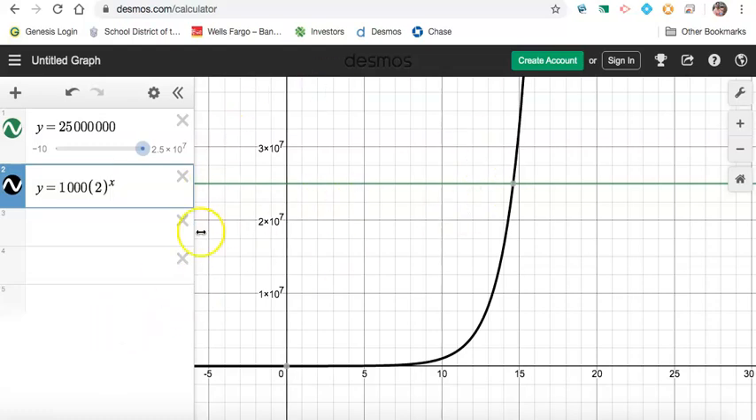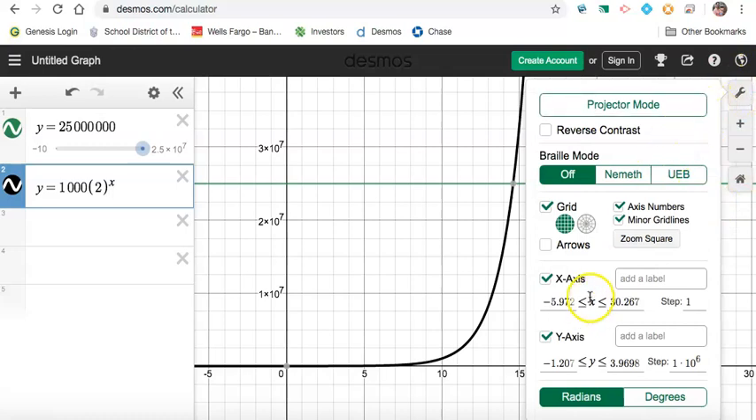All right, so you're definitely not going to see what I'm seeing here, and I had to do a little playing around. So this is what I want you to do. On this screen here, you can see that you have some features, and I want you to click on this graph setting.